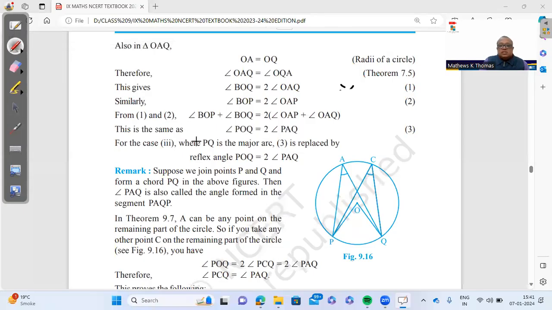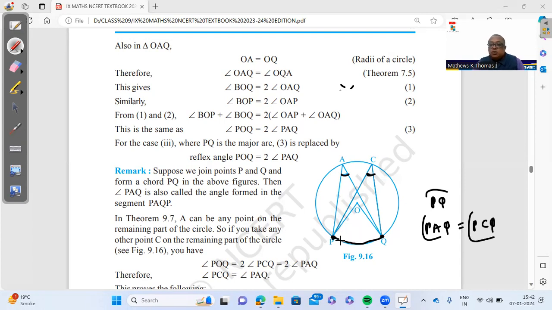Next theorem, angles in the same segment are equal. Angles made by the same arc. If you look at PQ, PQ is an arc. Starting is P, ending is Q. Angles subtended by the same arc are equal. So angle PAQ is equal to angle PCQ. Angle made by the same arc or angles subtended by the same arc are equal.